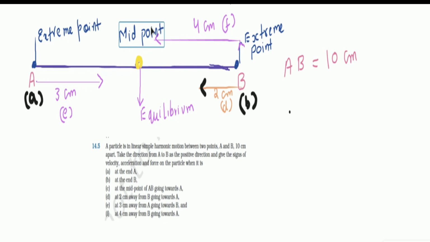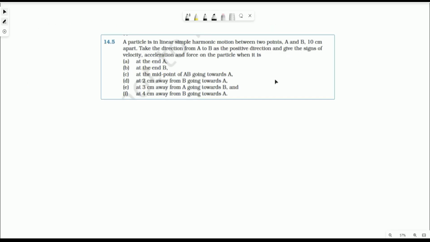It is important to mark the points before you start studying them and also show these directions, which is the arrow, so that it helps you decide based on the sign convention what would be the sign of velocity, acceleration and force. Thank you very much. All right, so let's start solving this now, and we will use the basic concepts which we have learned in our previous videos on simple harmonic motion.